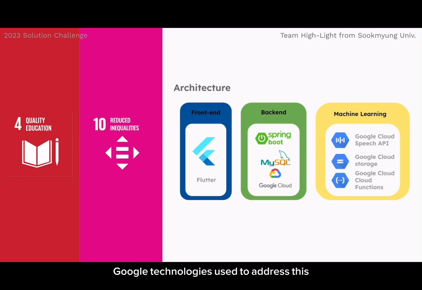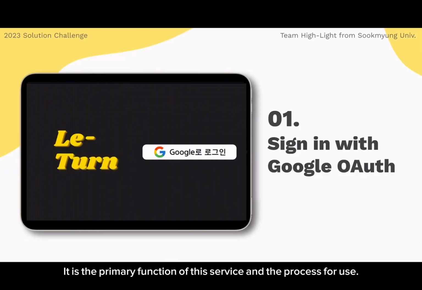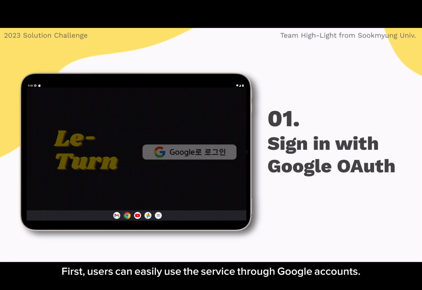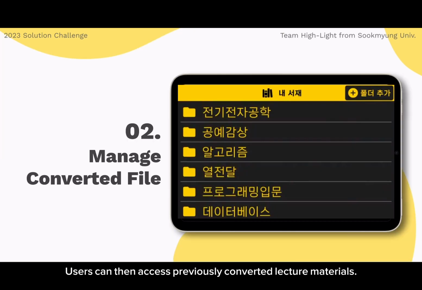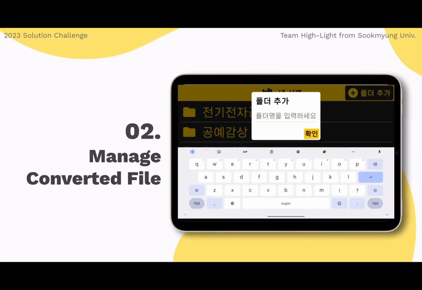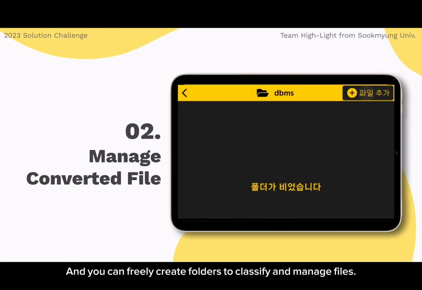Google technologies used to address this include Speech API, Storage, Functions of Google Cloud, Flutter and Google Cloud Platform. This is the primary function of this service and the process for use. First, users can easily use the service through Google accounts. Users can then access previously converted lecture materials, and you can freely create folders to classify and manage files.